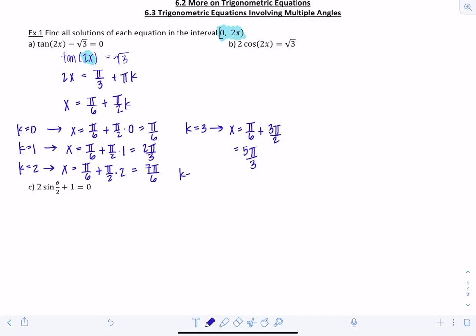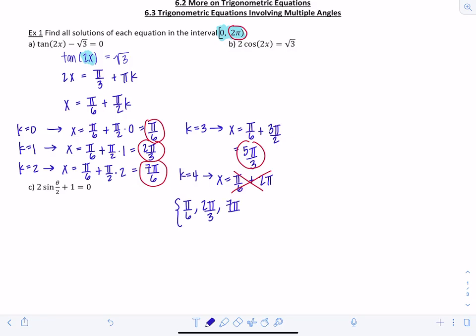And then if k is equal to 4, then that's too big, because then that would mean x is pi over 6 plus 4 times pi over 2 is 2 pi, but that's outside of the interval from 0 to 2 pi, right? That's going to be bigger than 2 pi, so we stop there. So these are the only solutions that fall within the interval from 0 to 2 pi. So those will go in the solution set. Pi over 6, 2 pi over 3, 7 pi over 6, and 5 pi over 3. That's our final answer.